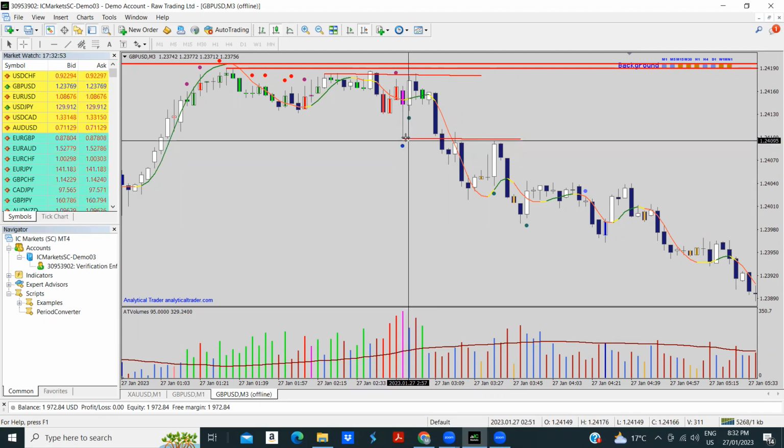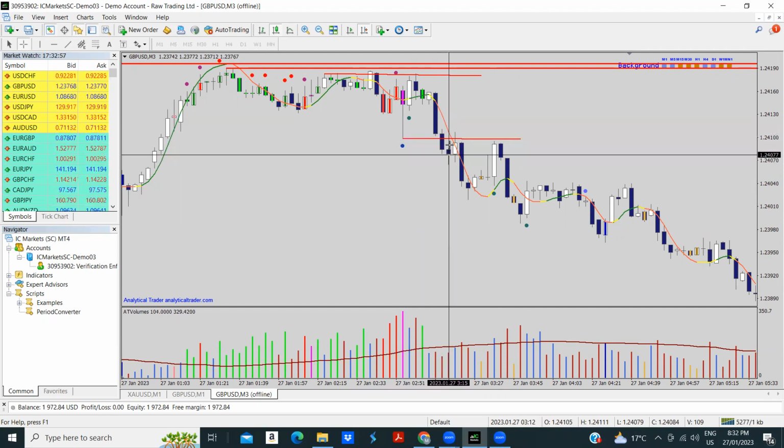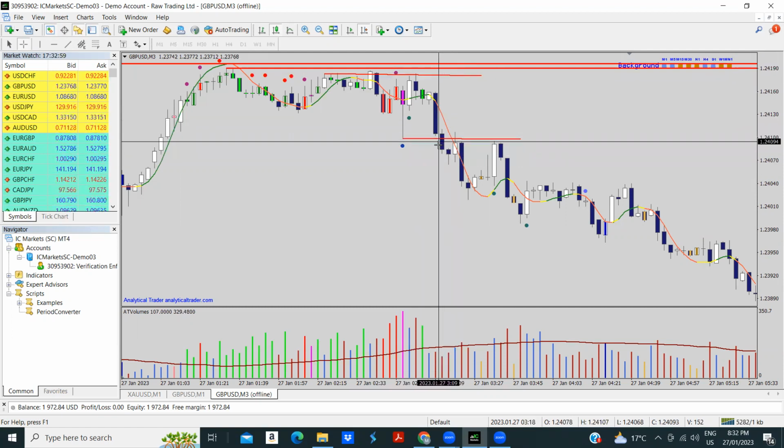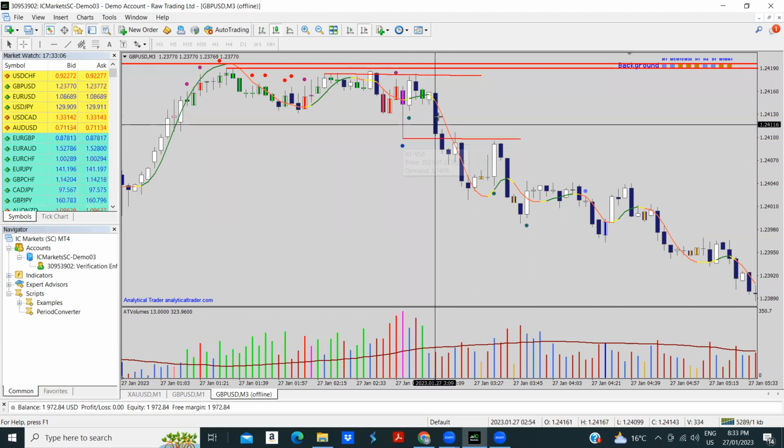This demand has technically failed, because if it would not fail, the price would just make an upthrust, sorry, make a spring, and move up. But this did not happen. It means that the supply is stronger than demand. That's why it did not happen.